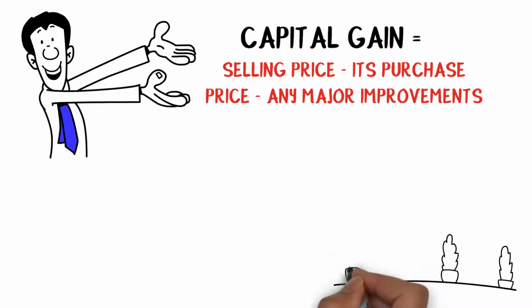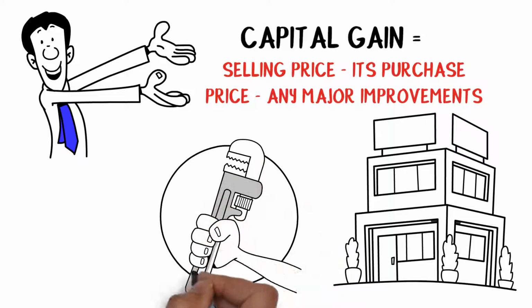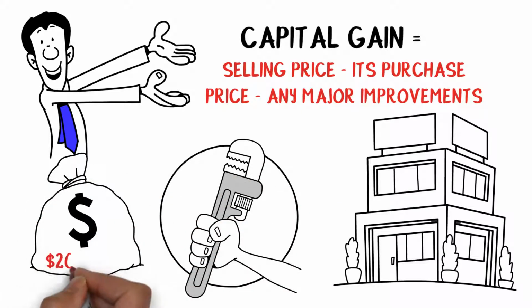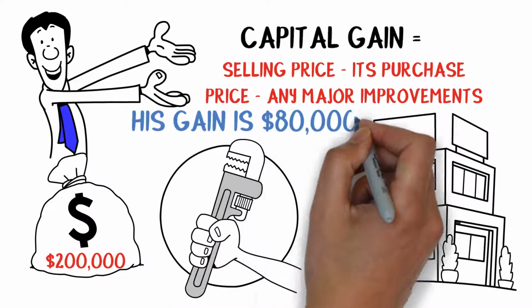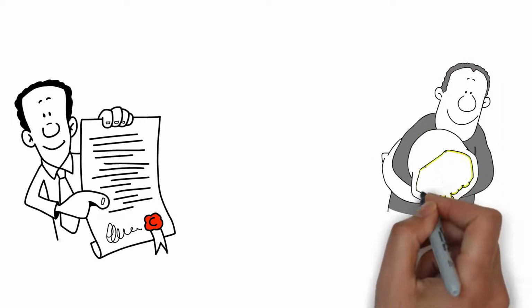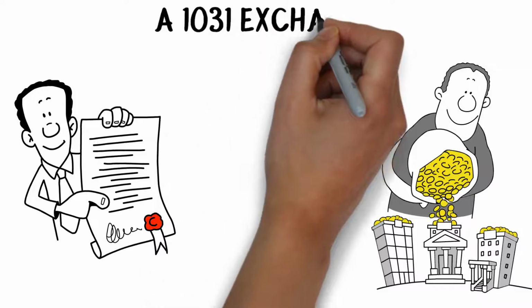Imagine an investor buys a property for $100,000 and spends $20,000 installing new plumbing. A few years later, he sells the property for $200,000. After subtracting his initial investment in capital repairs, his gain is $80,000. The IRS also taxes capital gains, but you can get around this if you use the gains to buy another property. This is called a 1031 exchange.